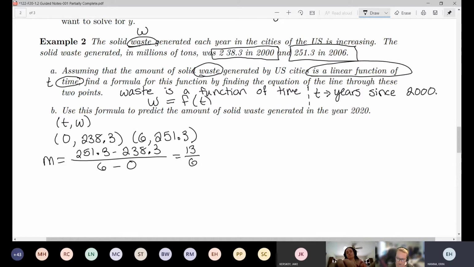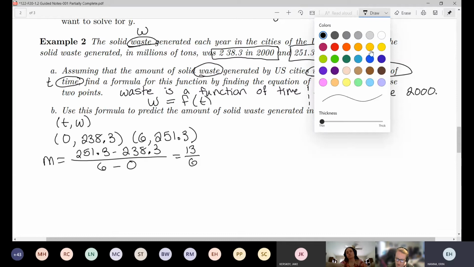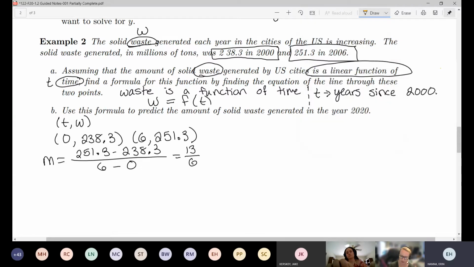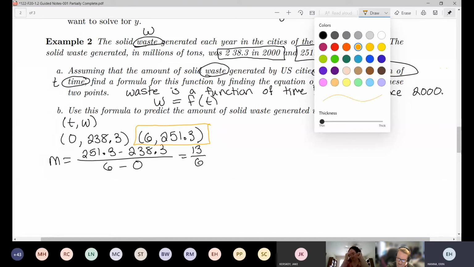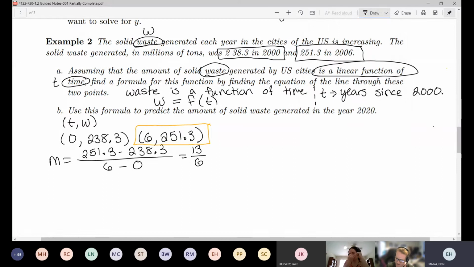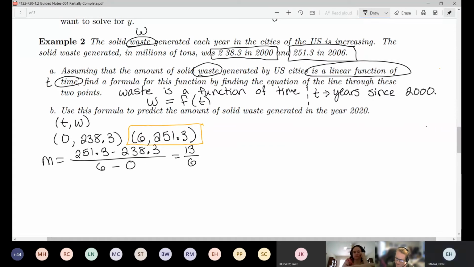Okay. So the full process would say that I have to choose which one of these points makes me happier. And while the one with 0 would make me happier, I'm going to go against my instinct and choose the one that has 6 in it. Because again, I'm trying to do the long process so that we can make sure we can do it in the cases where we can't shortcut.